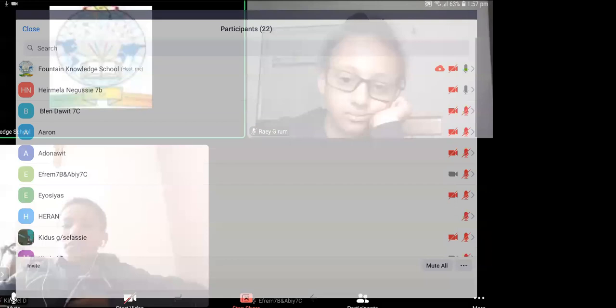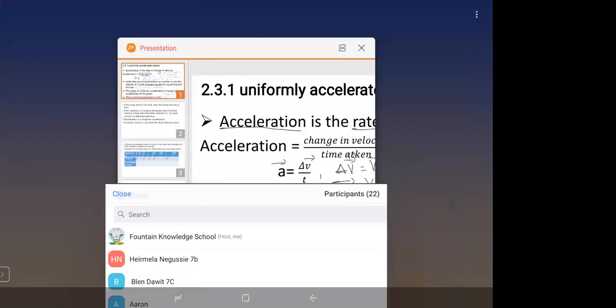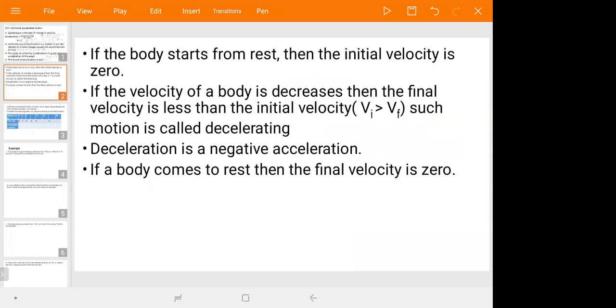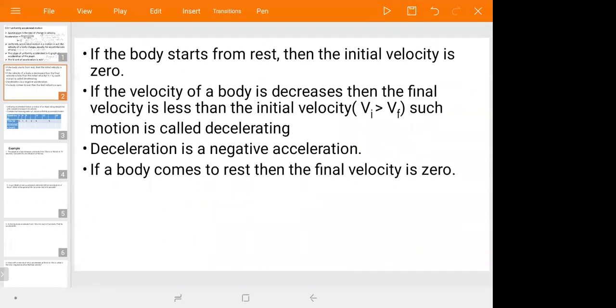Depending on this, we will see examples. Before that, let us see this point. If a body starts its motion from rest, then the initial velocity is equal to 0, because it starts from rest.